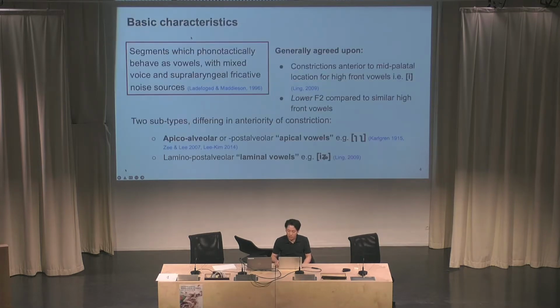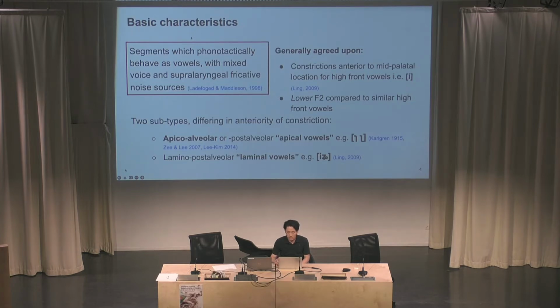It is generally agreed that the fricative vowels have both a voice source and a supralaryngeal frication noise source as part of their articulation. There is a fricative-like constriction of the tongue against the hard palate, which generates some degree of turbulence. Also, because of this constriction, which is forward to the mid-palate location for high front vowels, F2 is lowered relatively to high front vowels.